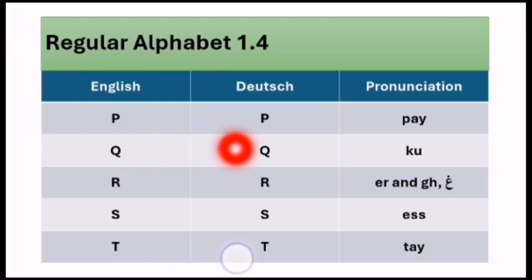So, P in English, pay in German. Q in English, Kuh in German, Kuh. R, be careful with this letter, but the special thing that should be noted is how we use this letter in a sentence or in a word.